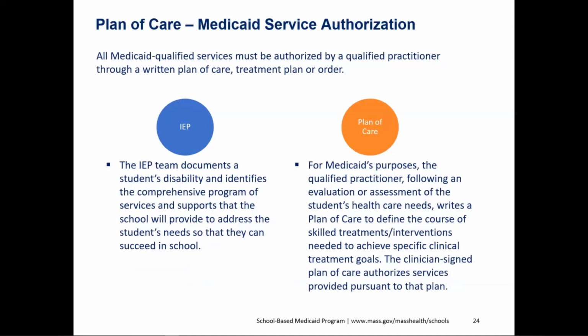If we're trying to look at a parallel to help provide a framework in the IEP process, the IEP team documents the student's disability and identifies the comprehensive program of services and supports that the school is going to provide to address the student's needs so the student can succeed in school. For Medicaid purposes, as part of that IEP team, there's a qualified practitioner who, following an evaluation or assessment of the student's healthcare needs, writes a plan of care and defines the course of skilled treatments or interventions that the child needs to achieve a specific clinical treatment goal or goals. The clinician-signed plan of care authorizes services pursuant to that plan.